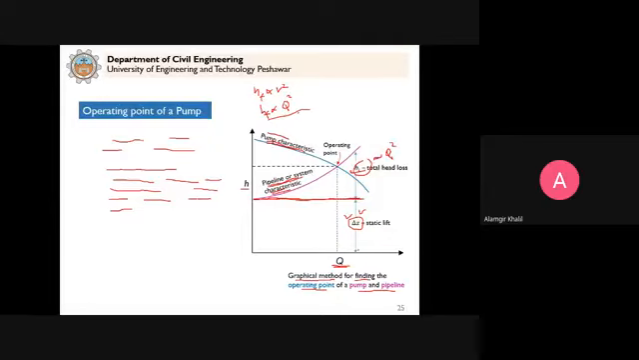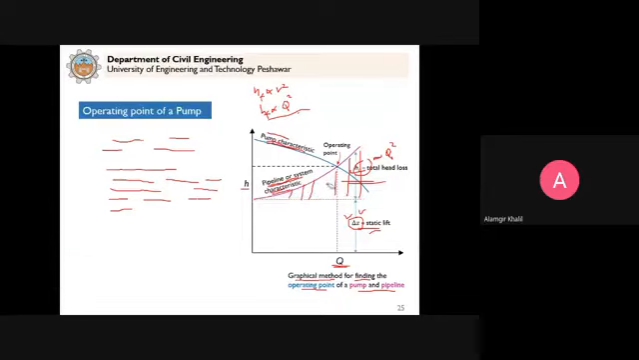So as the discharge increases, you can see the losses increase. Clear? So that's why we have this curve. If there are no losses, then it should be just the static lift that the pump needs to provide. So that's why we get this curve. This is the system requirement, including the static lift and the head losses.